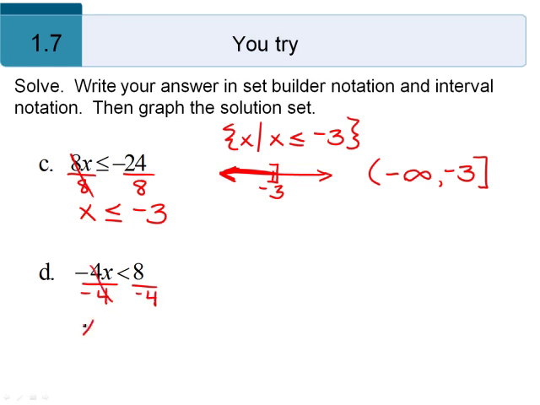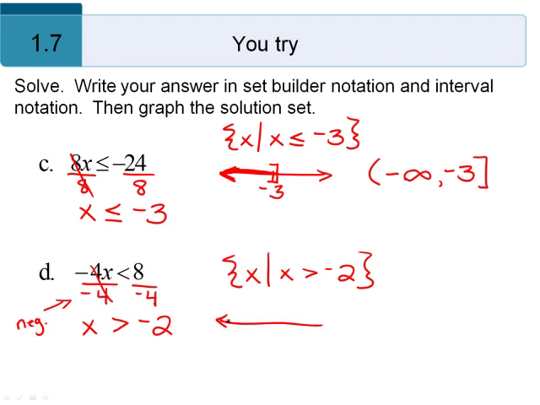Now on this one, the inequality sign has to flip because I divided by a negative. That's what told me to flip the sign. And we get -2. So here, set builder, x such that x is greater than -2. And then do your number line. Here's -2. Greater than, it's going to go to the right. And since there's no equal to sign, it's a parentheses. So our interval starts at -2 and goes out forever and ever to the right. So that's to positive infinity.